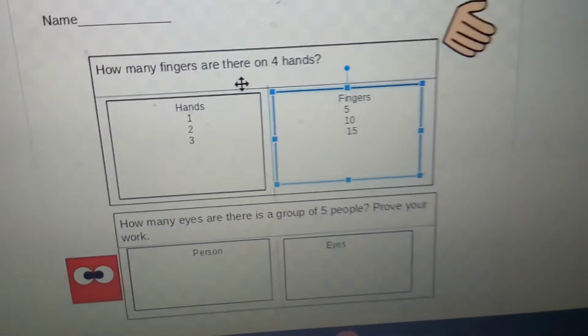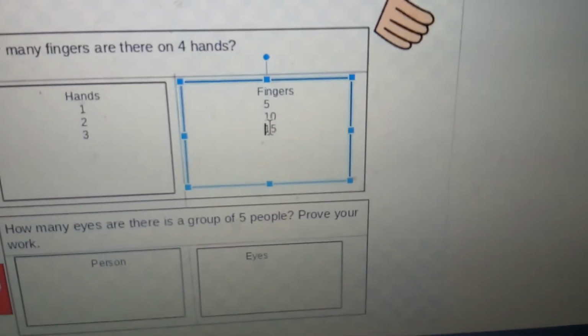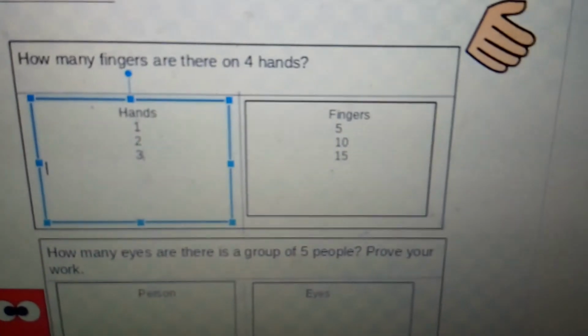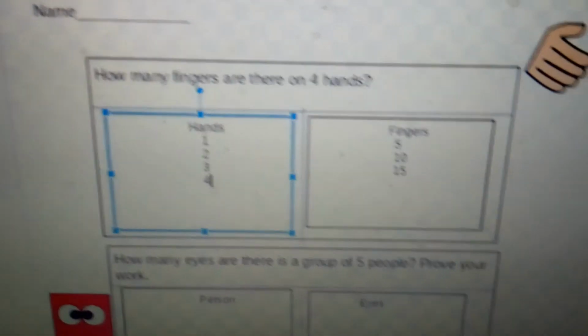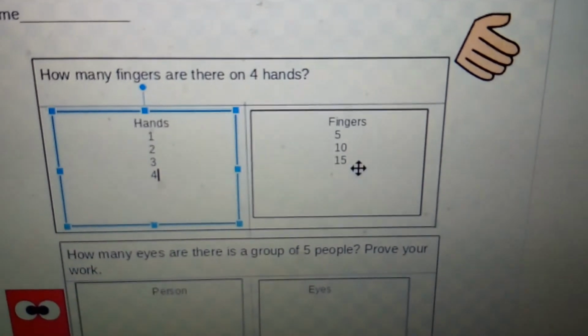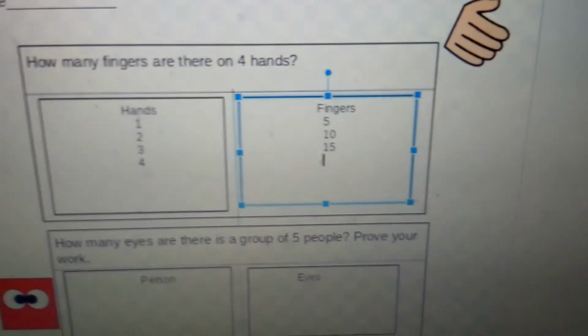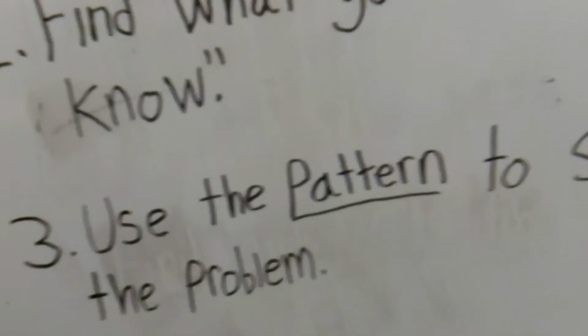Now, if I count by 5s, I can probably figure this out very fast. So pretend we're telling time with our clock in class. So we got 5, 10, 15, so therefore 4 hands must have what? That's right, 4 hands will have 20 fingers. So what I'll do is I'll type my 4, and then we'll go down here, and I'll type my 20. And that's how I did step 3, was I used a pattern to solve the problem.